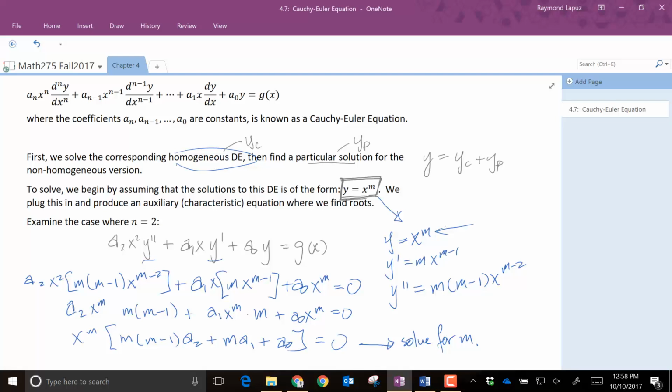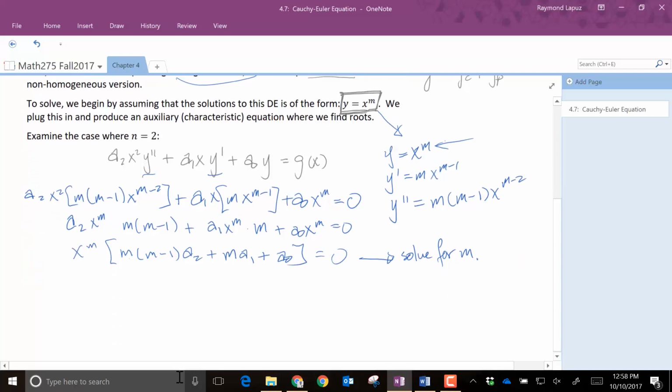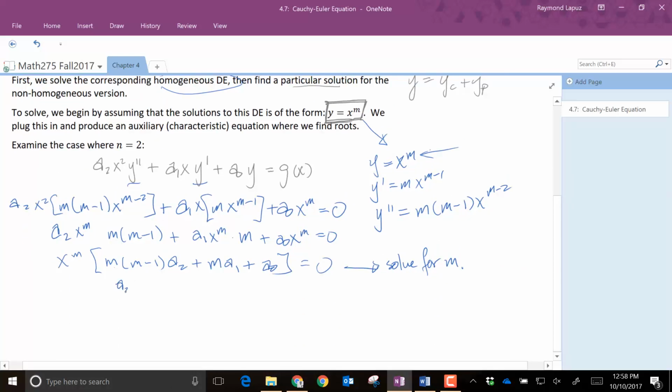So if we multiply this out, this is m squared minus m with some constants. I mean, you can write this as a quadratic, which is what it is really. Let's see if we can write it as a quadratic. It would be a sub 2 m squared, and then I have 2 m's plus a sub 1 minus a sub 2 times m plus a sub 0 is equal to 0.